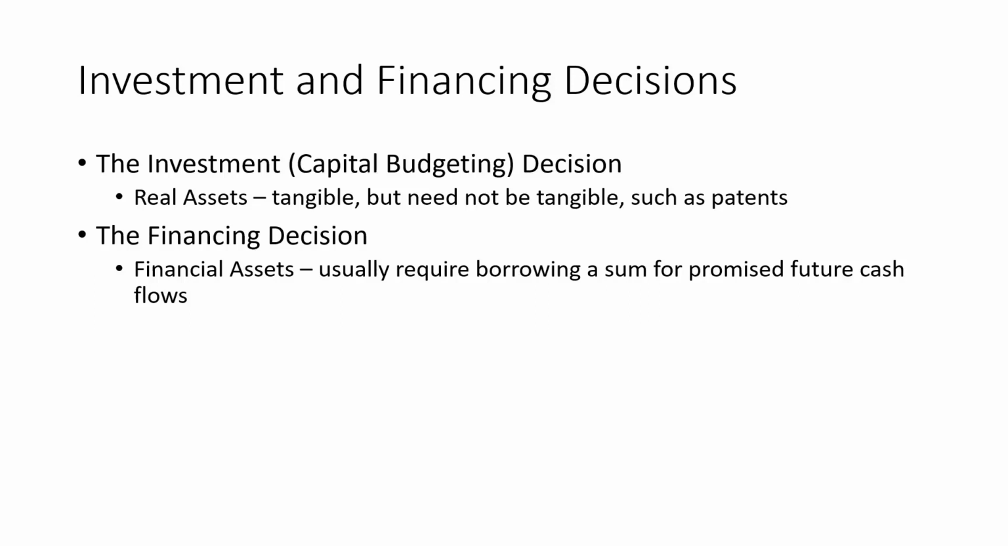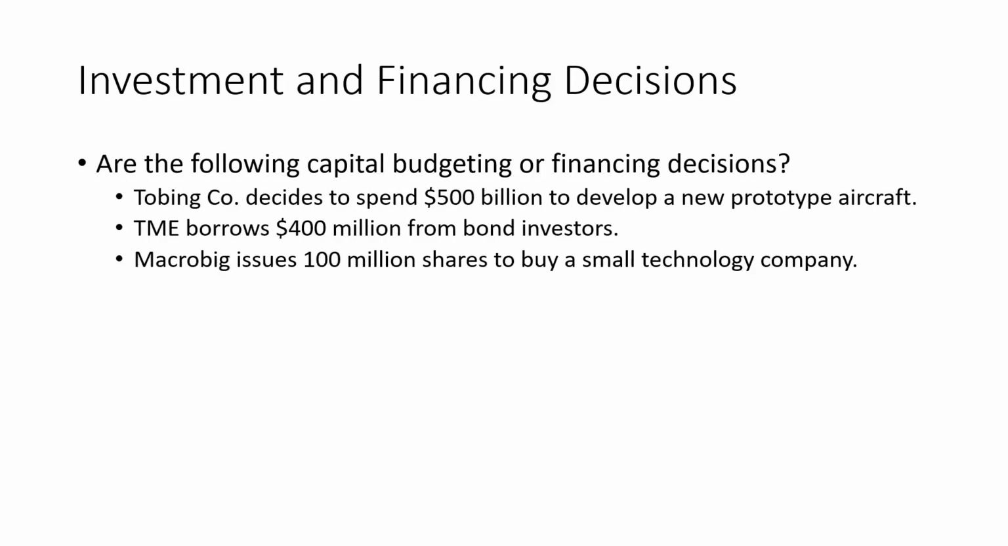The financing decision, on the other hand, is investment in financial assets, which is against future cash flows, which means that, for example, when a bank is giving a loan to a customer, they are trading today's money for future cash flows. So the person who's borrowed the money will repay the bank in installments in the future. So a financial asset is created that way. A financial asset will usually require some kind of a borrowing and some kind of promised future cash flows.